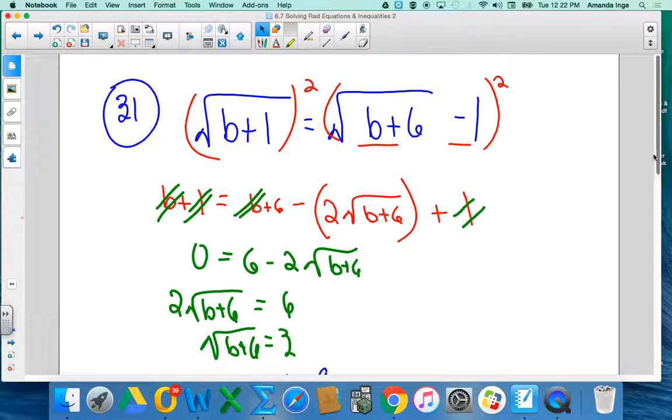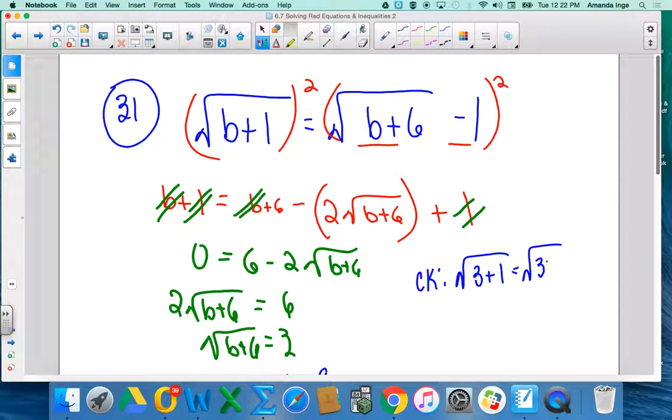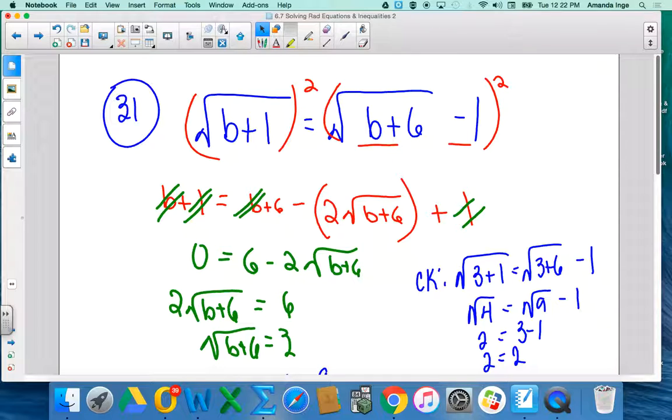You would want to check this. So if we check it, we get 3 plus 1 is equal to 3 plus 6 minus 1. We get the square root of 4 is equal to the square root of 9 minus 1. So 2 is equal to 3 minus 1. So 2 is equal to 2. Everybody good to go? All right.